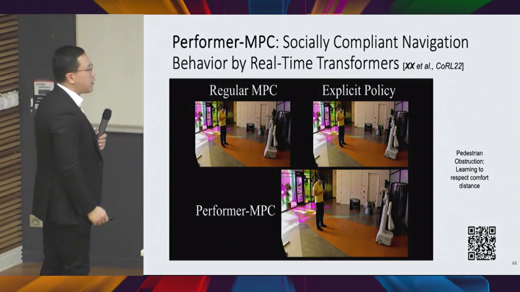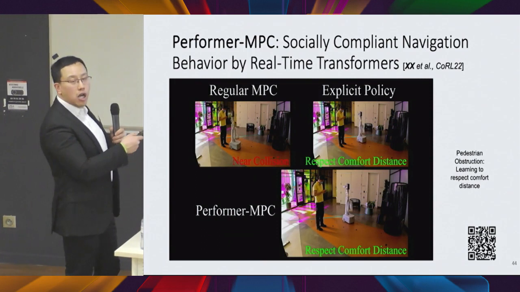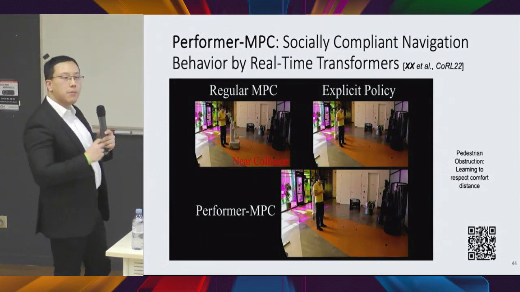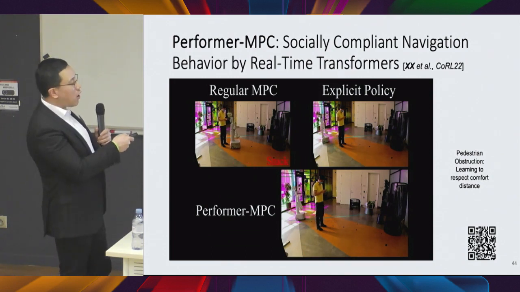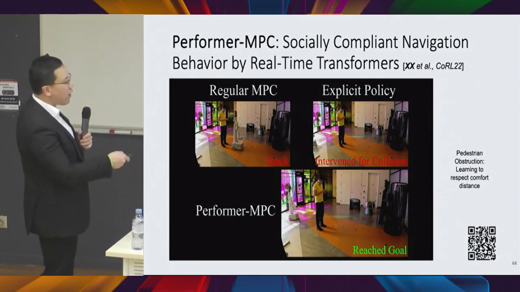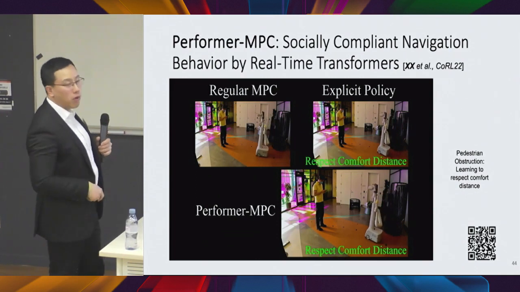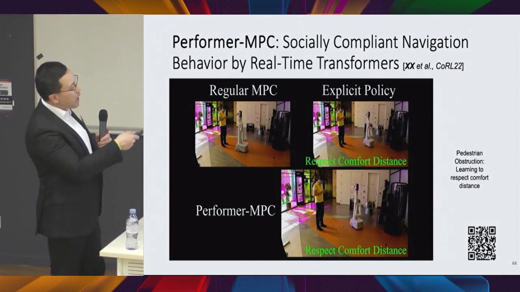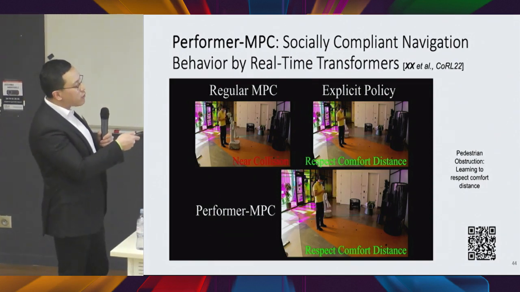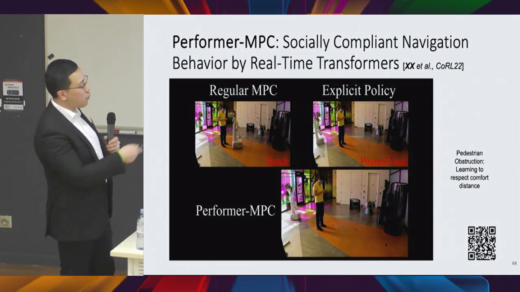Another example we have here is called pedestrian obstruction. The regular MPC is optimizing a cost which considers the goal right here, right behind the human, but there are conflicting signals between reaching the goal and obstacle avoidance. That is why it gets stuck at this local minimum. Using Performer MPC, we are able to learn to shape the cost landscape so that the robot knows to go around. A similar problem happens again for our explicit BC policy. It learns to go around, but eventually it fails to reach the goal as well and needs human intervention to avoid a collision with the wall behind.